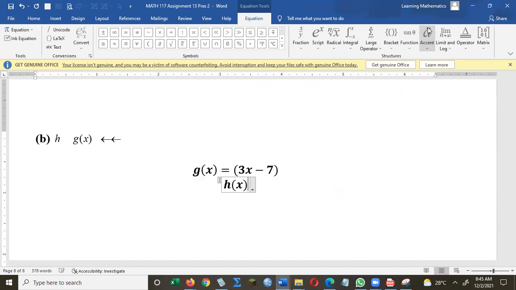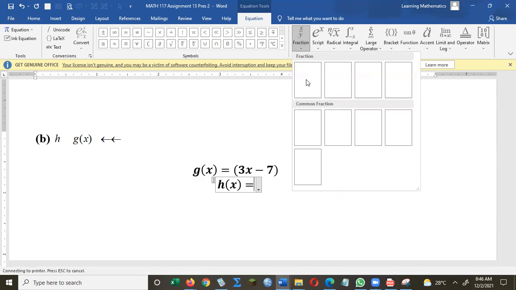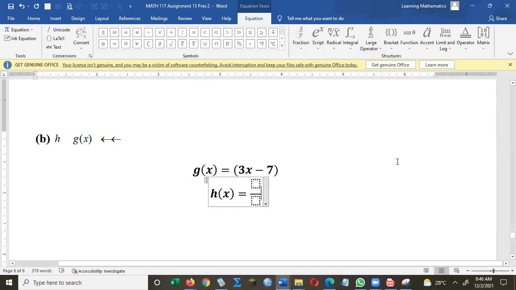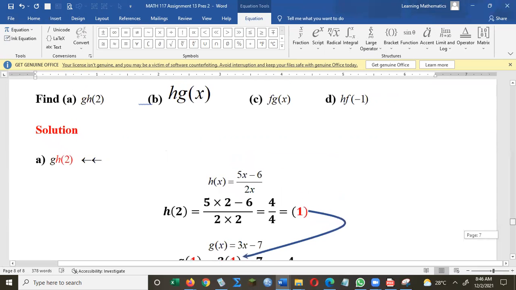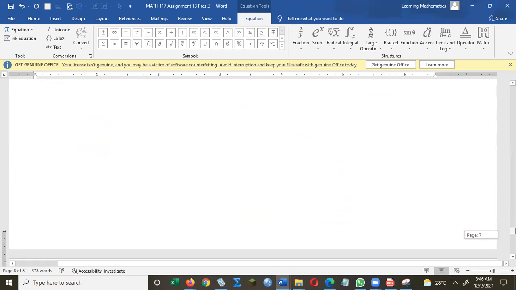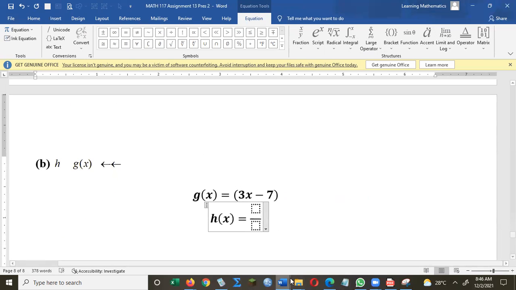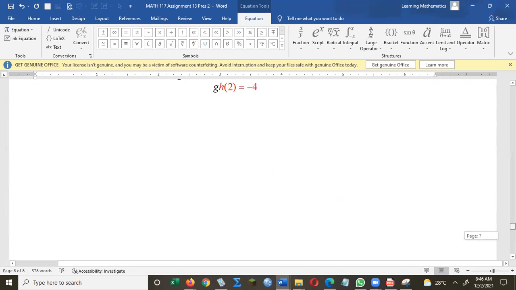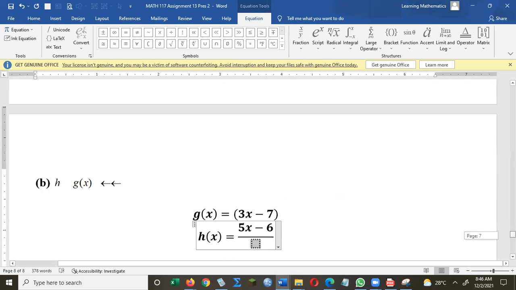H of x is equal to, okay, that's the numerator and the denominator. And why is that so? Why did we call it the range function? Exactly. The range function is always on the left. Whenever you are composing functions, the range function is always on the left.